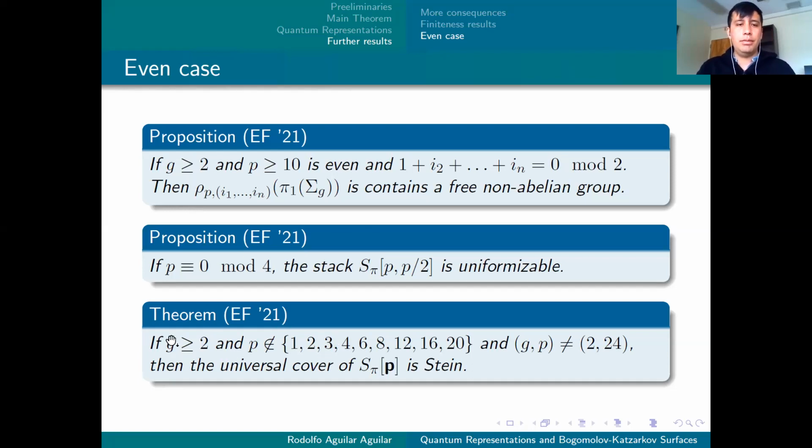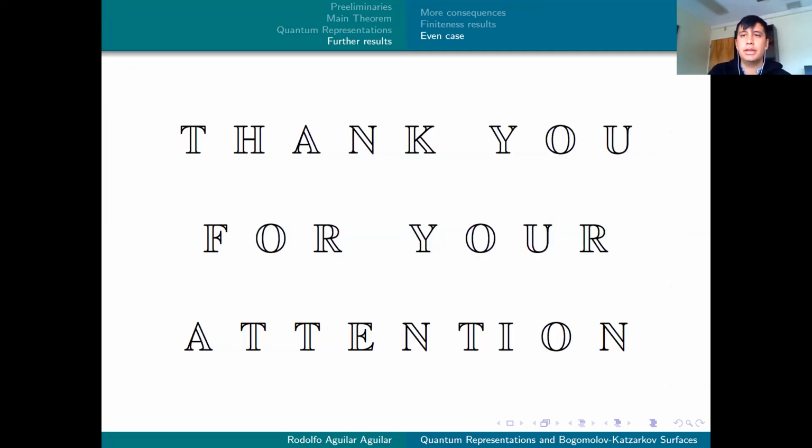And the main theorem of Eyssidieux is that when we don't have the weights in all these numbers, the level, sorry, and g is greater or equal than 2, and we don't have this condition, then the universal cover of this surface is Stein. In particular, it's holomorphically convex. Okay, so I think I'll stop here. Thank you.